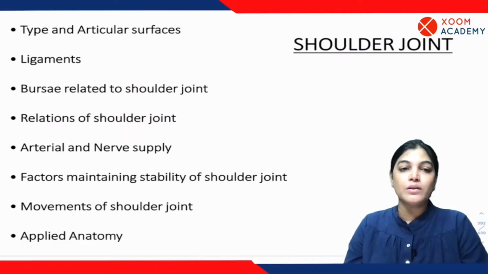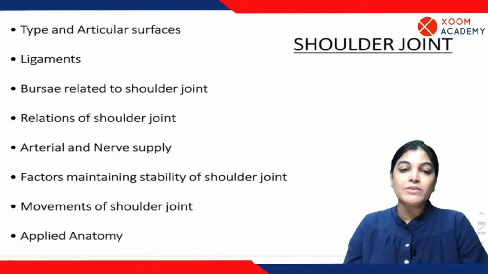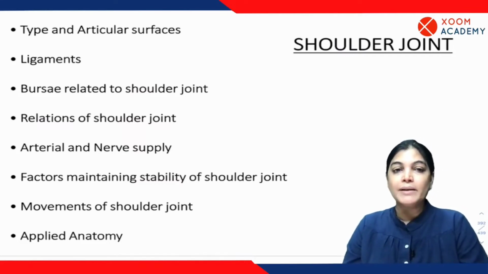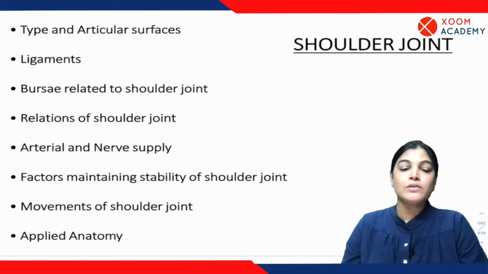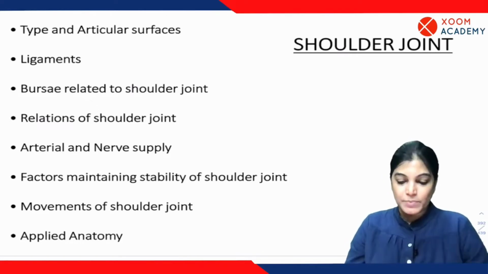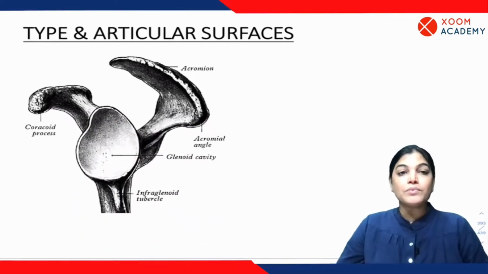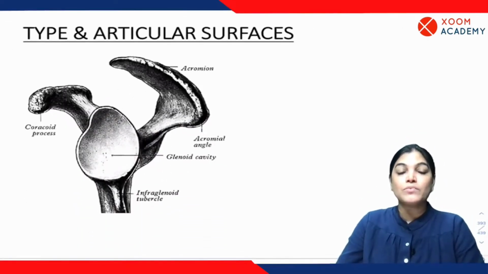So we have the following subheadings: the type, the articular surfaces, ligaments, bursas, relations, factors maintaining the stability, arterial supply, the nerve supply, and also the movements of the joint. Other than that, we will also discuss the applied anatomy. Okay, so let's start with the type and articulation of the joint.